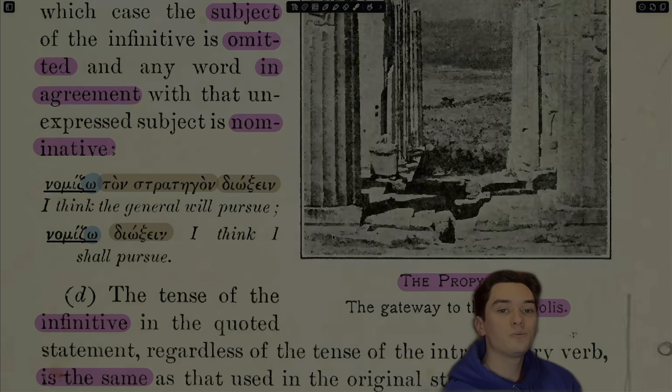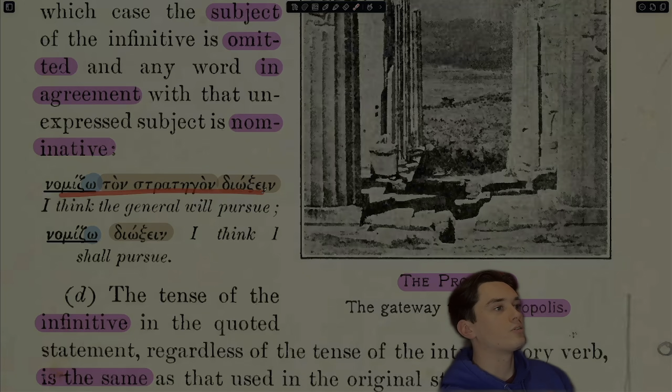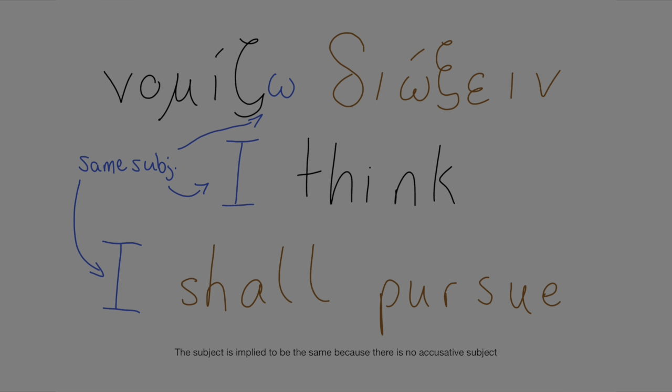I think it's a little bit easier if we just use some examples. Nomidzo ton strategon dioxein. I think the general will pursue. Since ton strategon is accusative, that means that it's going to be the subject of the indirect statement. Dioxein, being an infinitive, is going to introduce the indirect statement. Nomidzo dioxein. I think I shall pursue. In this phrase, the subject is implied to be the same because there's no accusative subject.